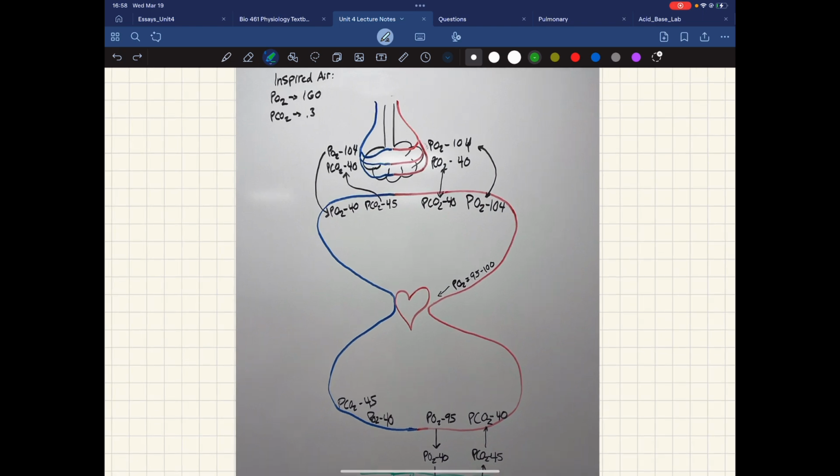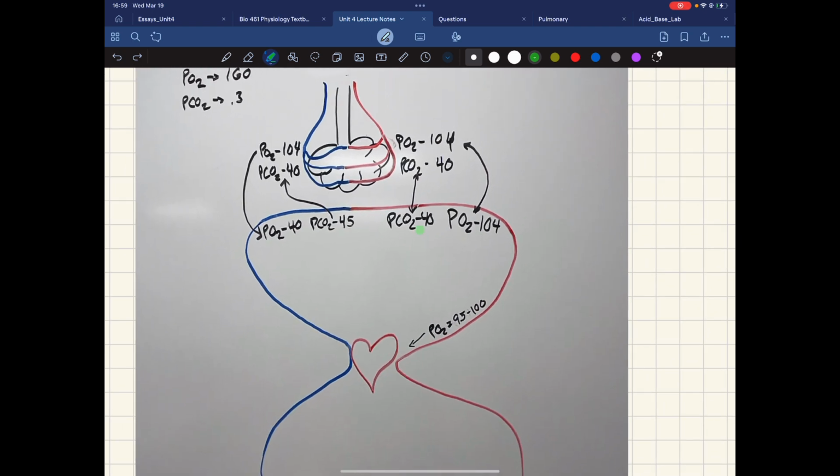The reason why, as you can see, there's a difference of about 60 for oxygen, and in CO2 we only have 5 millimeters of mercury, and we can still have an equal amount of exchange, is because CO2 is a lot more soluble through the membrane than oxygen is. So CO2 doesn't need as much of a gradient to move across, but O2 is not as soluble across the membrane. It still is soluble, but it needs a lot more of a gradient to move down to an equal amount of O2 or CO2.